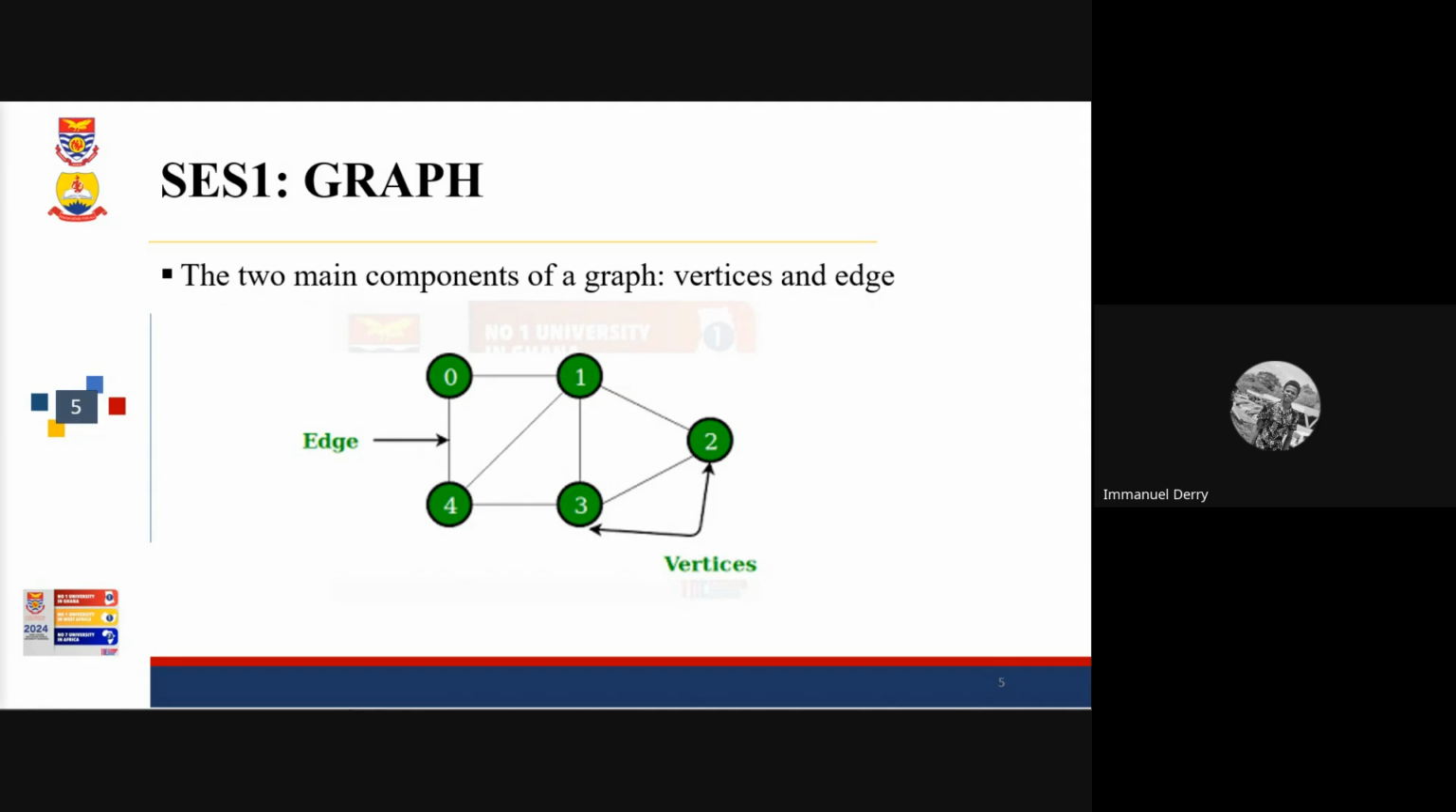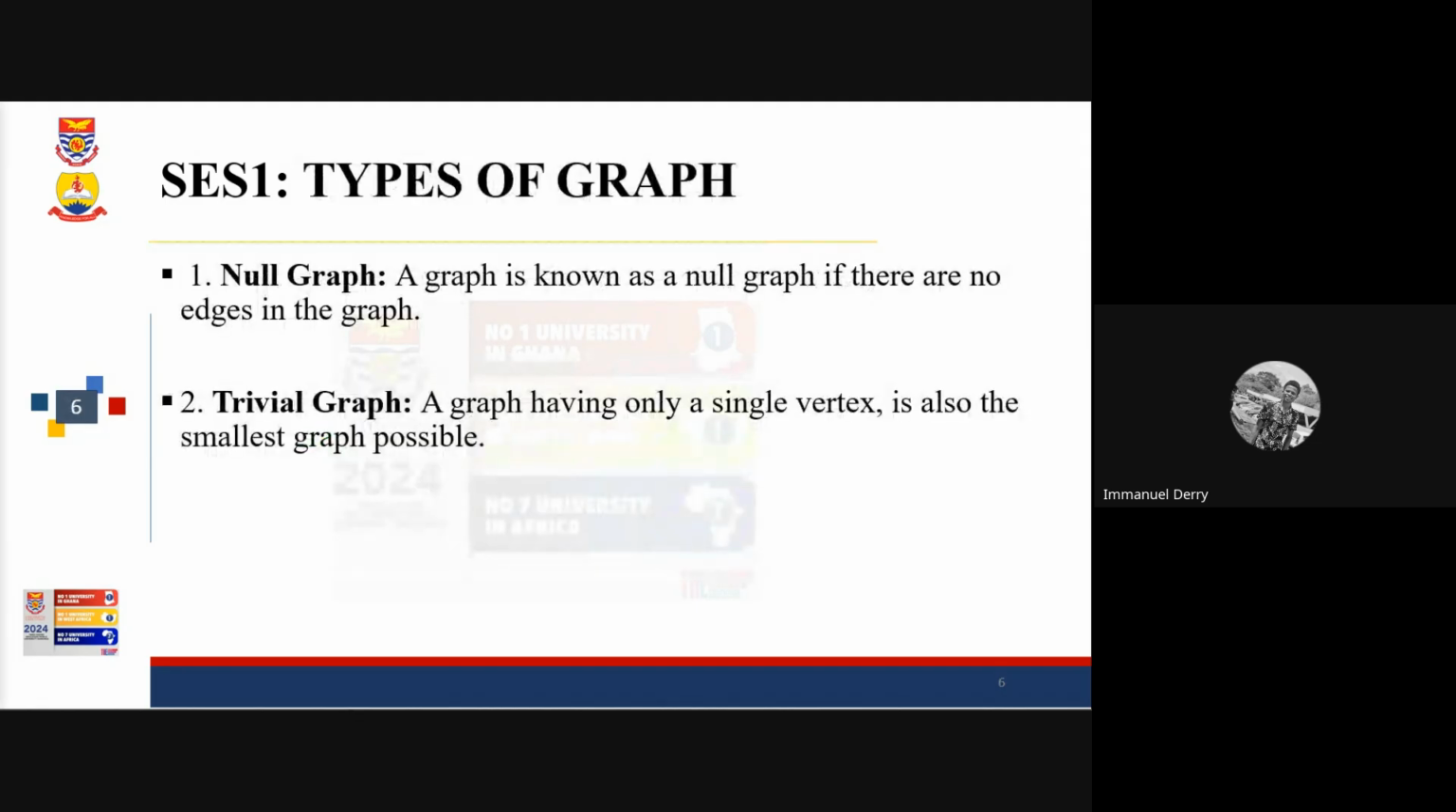All right, so moving on, let's talk about some types of graphs. We have a null graph, we have a trivial graph, and a graph is known as a null graph if there are no edges in the graph. So if you have a graph which doesn't have an edge, then we could say that this is a null graph. And practically what we are saying is that if the graph has only one vertex, without any edges connecting to it, then you can say that this is a null graph.